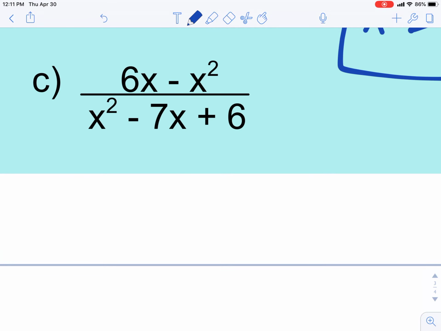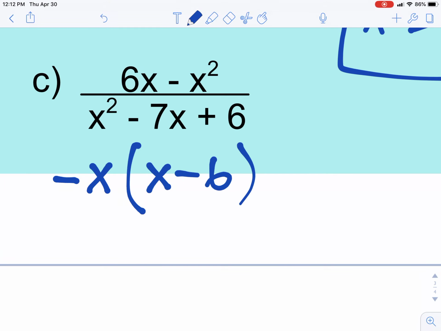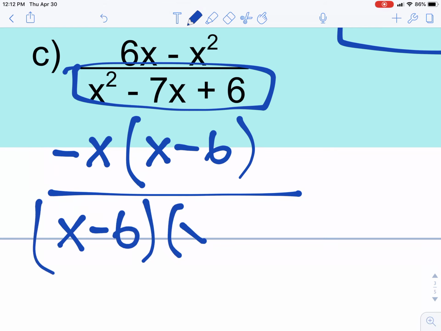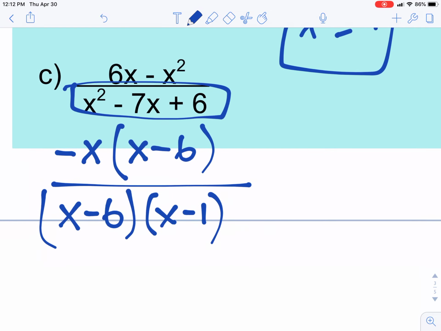We're going to factor this one out. Why don't you pause the video quick, and practice factoring that? Right, we're going to factor out a negative 1 out of the top, and they both have an x. So that's going to flip around and do x minus 6. Okay, that's the top. The bottom, we can quick factor this. Factors of positive 6 that add up to negative 1. That would be negative 6 times negative 1. Okay, so we factored it.